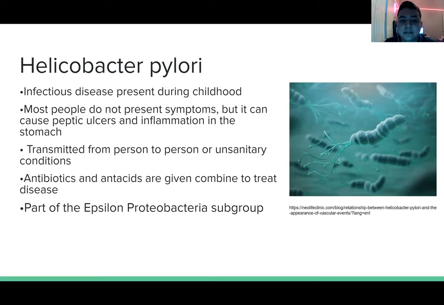Helicobacter is an infectious disease present during the childhood of a person. Most people don't present symptoms, but it can cause peptic ulcers and inflammation in the stomach. This bacteria is transmitted from person to person via oral routes or unsanitary conditions. Antibiotics and antacids are given in combination to treat the disease.